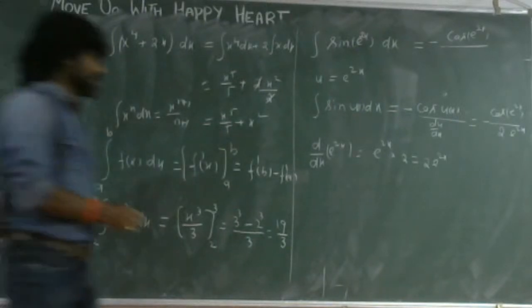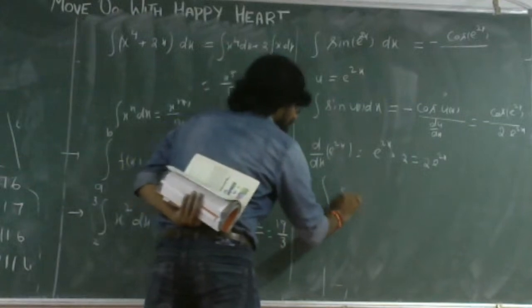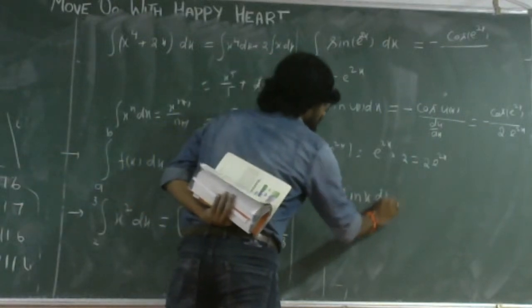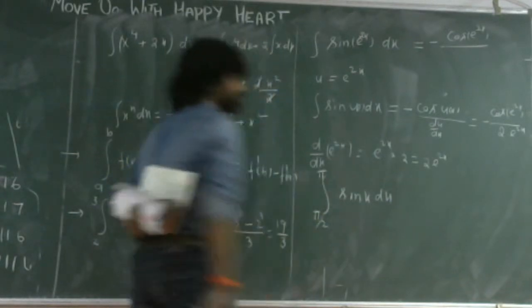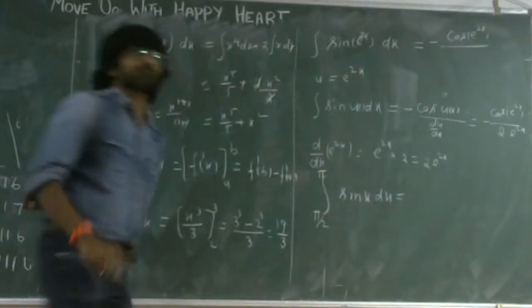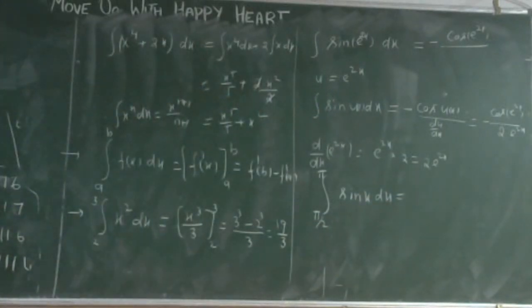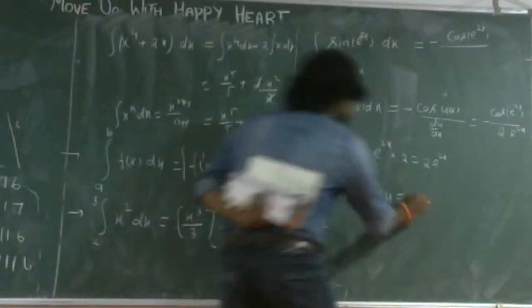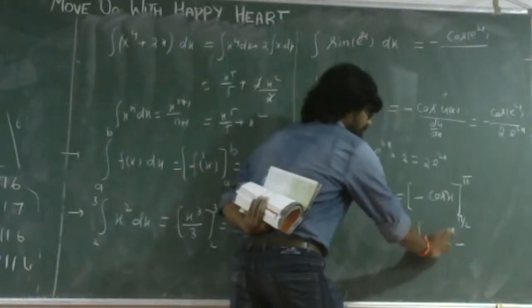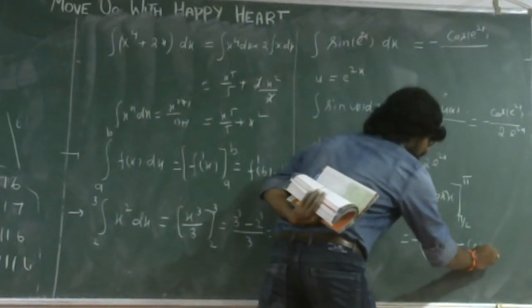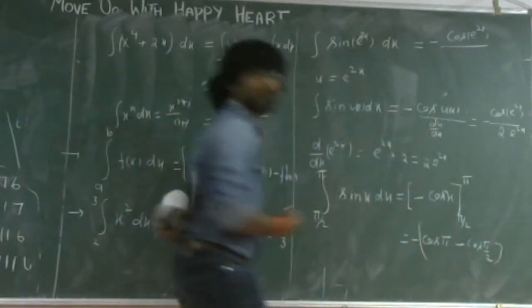So let us see one example here. Integral of sin x dx with limits from pi by 2 to pi is equal to what? Integral of sin x is what? Minus cos x. Now put the limits. Upper limit pi, minus the lower limit pi by 2. Minus is taken out. Okay?